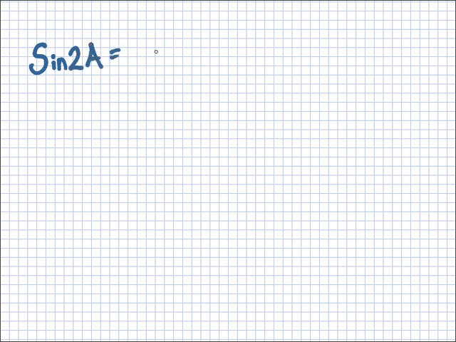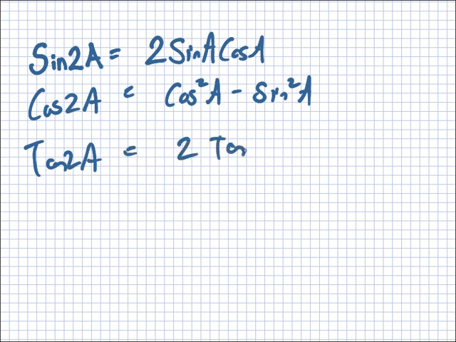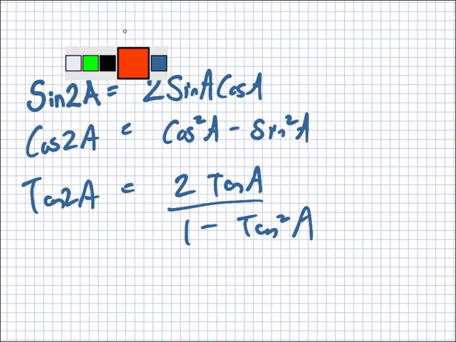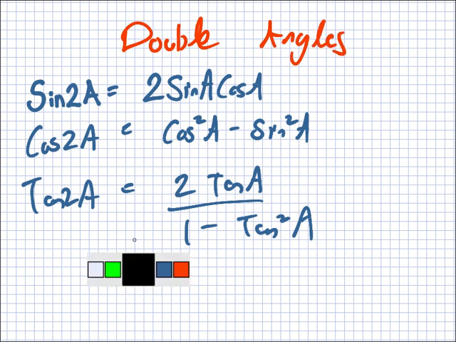Yes. This is the idea that you say sine 2A is sine(A plus A). So you can get the formula sine 2A equals 2 sine A cos A, because it's sine A cos A plus sine A cos A. And then cos 2A is cos squared A minus sine squared A. And then tan 2A is 2 tan A over 1 minus tan squared A. Good. These are the double angles.